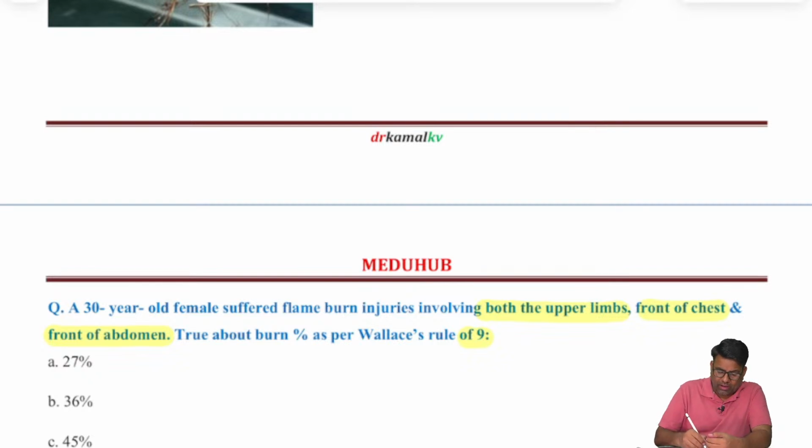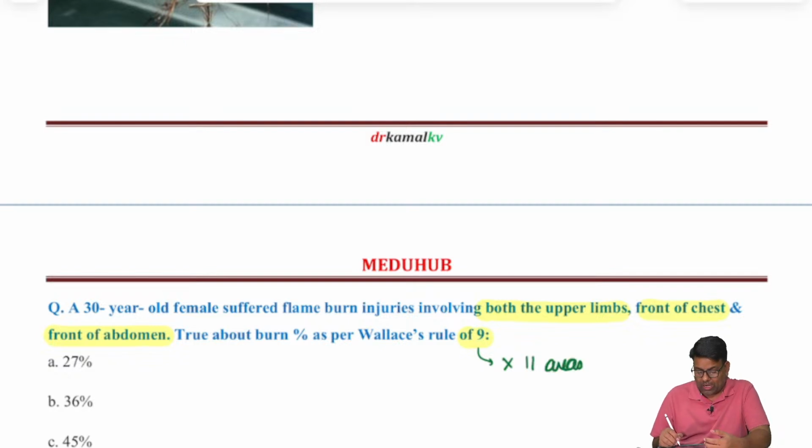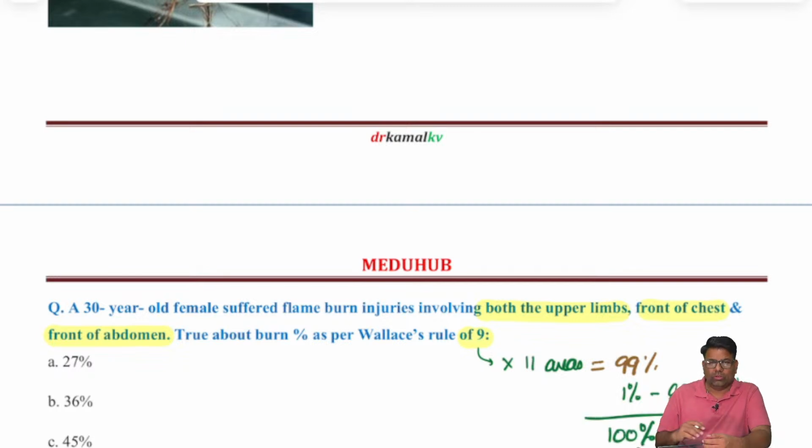Here the body has been divided into 11 areas and the value 9 has been allotted to each of them, right? So it becomes 99, and 1% is kept for genitalia or perineum, so it comes out to be 100. So you should know the 11 regions where the body has been divided, each allotted 9%.